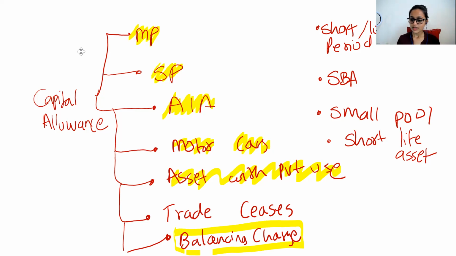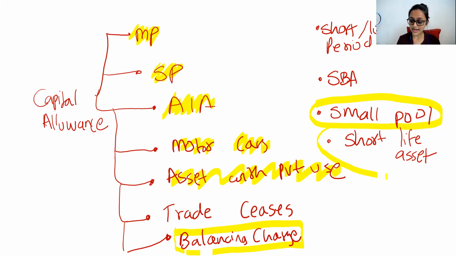Don't forget that. Then there is the small pool. Now, before going to SLA, small pool. What is small pool? Just before WDA, if the balance is less than 1,000, then the entire amount we take to the allowance column. We don't do a WDA at that point.